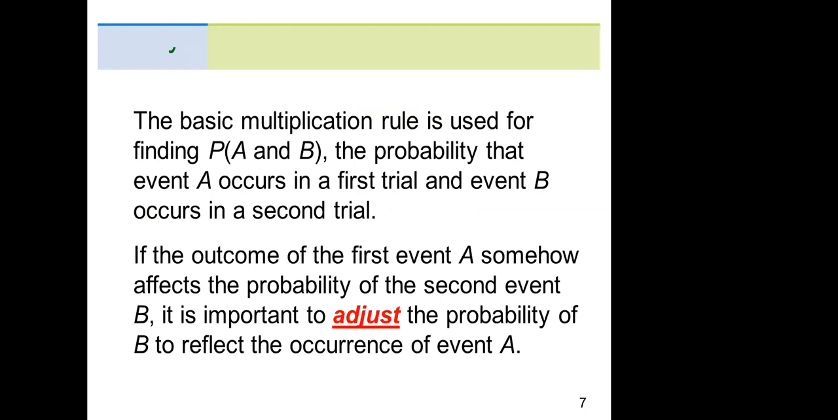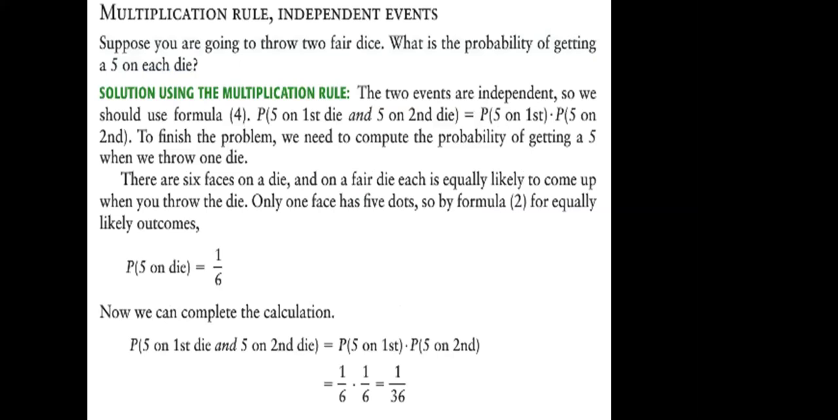We had to subtract one from the numerator and the denominator. All right. An example of, here again, independent events. What's the probability I roll a die twice and I get a five on each die? Well, the probability of me rolling a die the first time and getting a five is one chance in six. The probability of me rolling the die again and getting a five is one chance in six.